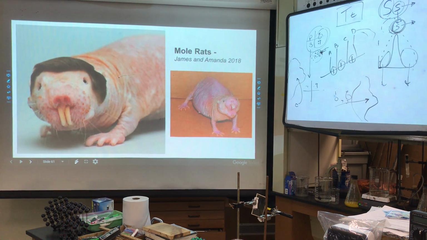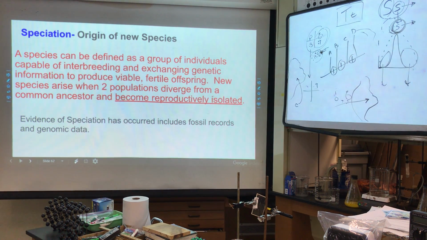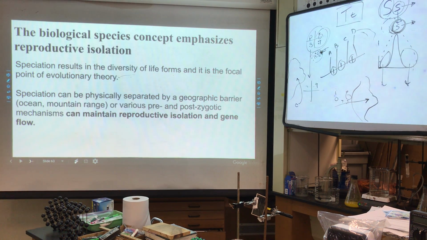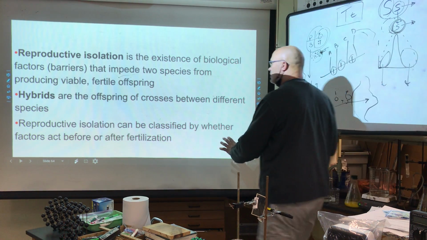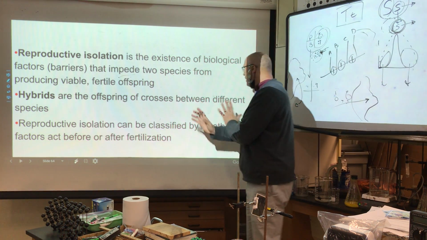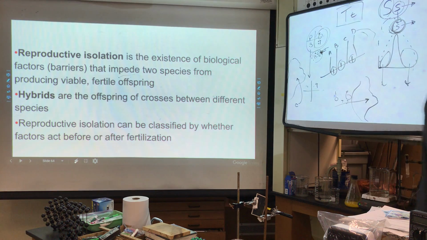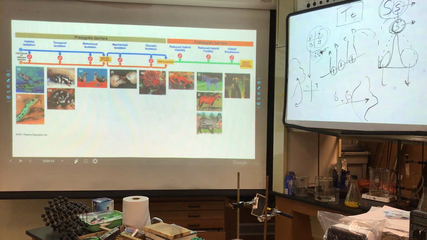Now, of course, speciation, the origin of new species. How do we define it? We define it by becoming reproductively isolated. And that isolation occurs due to a couple of different methods. Hybrids are the offspring between different species. Sometimes they survive, sometimes they don't. So don't think that two species can't ever reproduce. Now, it's important: reproductive isolation can be classified by whether these factors occur before or after fertilization.